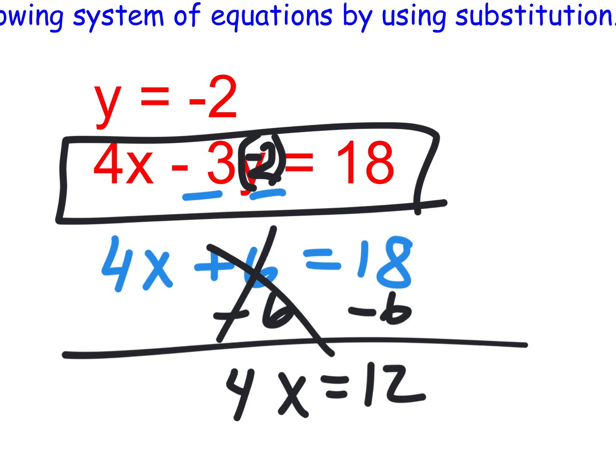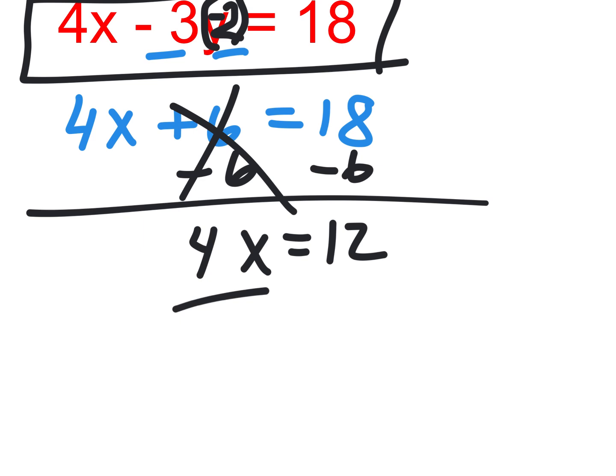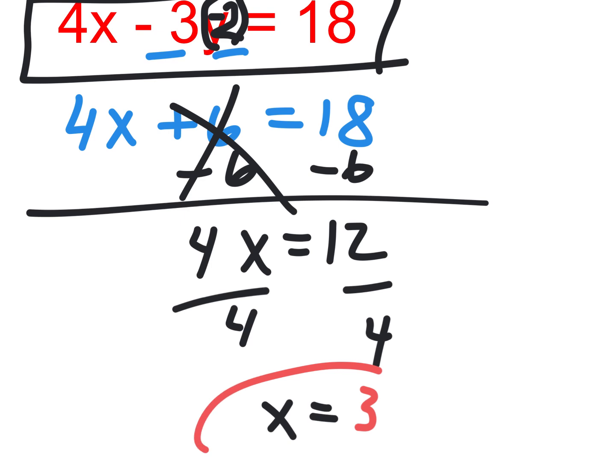Finish. Divide by 4. X equals 3. There we go. Now, the other thing that makes this challenging is because you just found part of the answer. Do you remember when we graphed them, the answer was always a point? All I found was the x of the point.